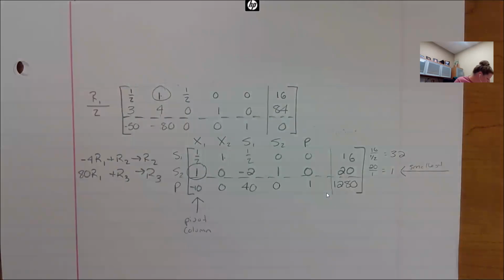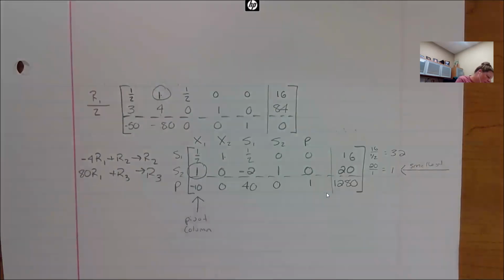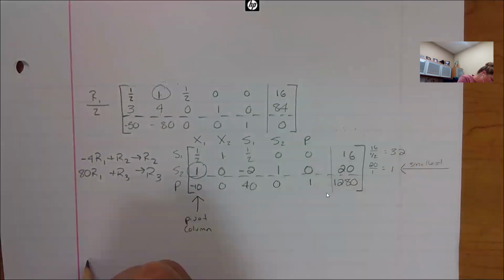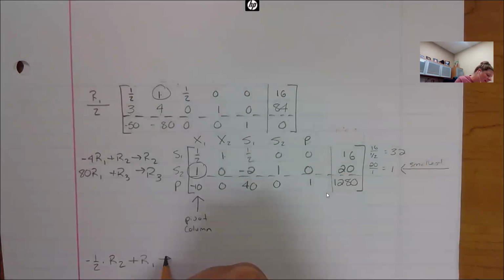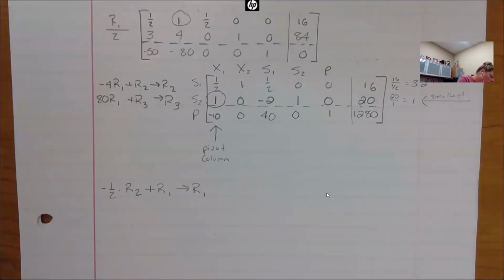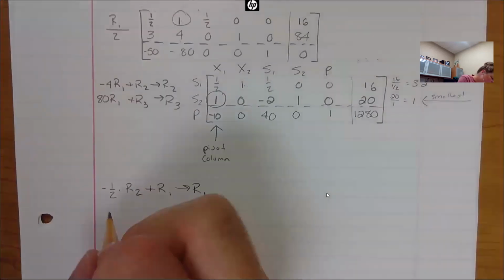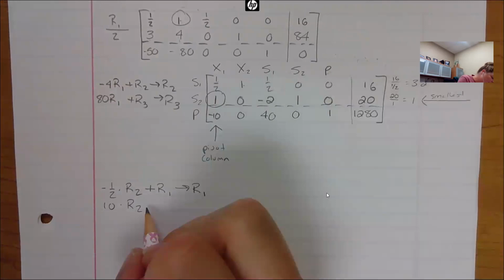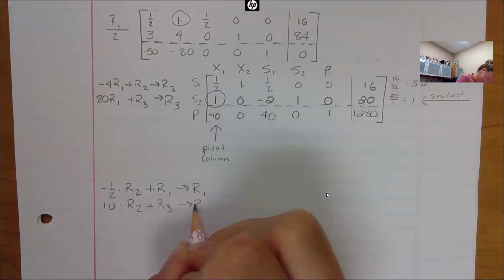So now it's already 1, so we're going to go on and make that a 0 and that a 0. I am going to take negative 1/2 times row 2 to add to this one. We're going to add that to row 1 and replace it on row 1, and that's how we are going to get our 0 where the 1/2 is. And the 0 down here would be 10 times row 2. Always going to times by that middle row. And then we're going to add that to row 3 and replace it on row 3.